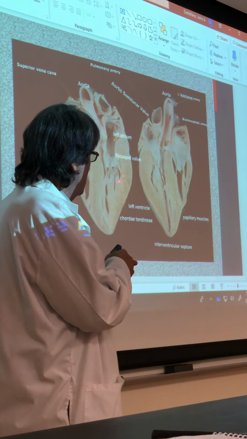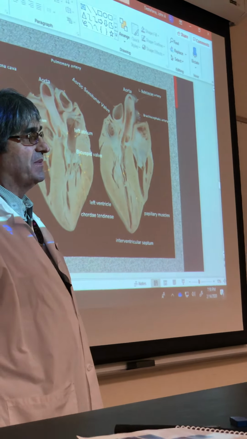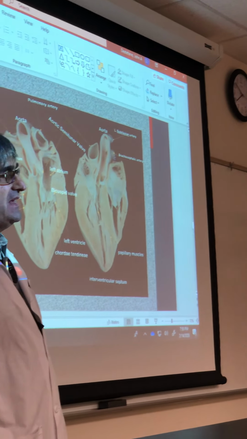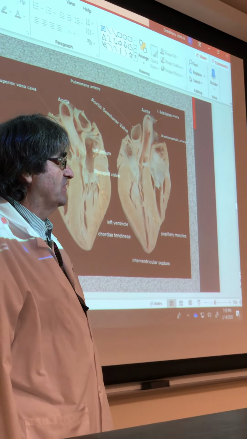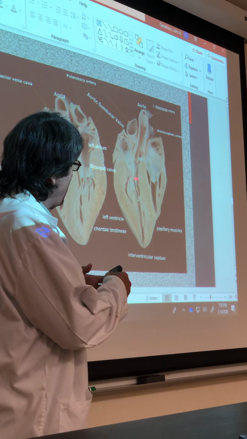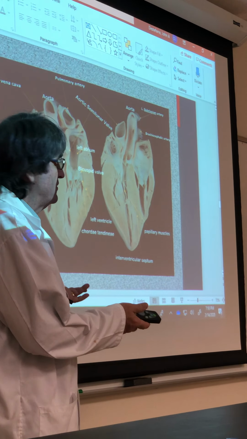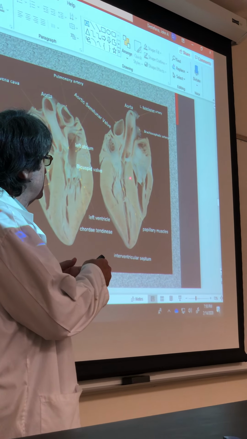What about here, or here, or here? What are they? Papillary muscles. Those are the papillary muscles. P-A-P-I-L-L-A-R-Y, muscles. So you need to know papillary muscles, chordae tendineae, the tricuspid and bicuspid valve, the chambers, all 4 of them. And what's this guy right here?